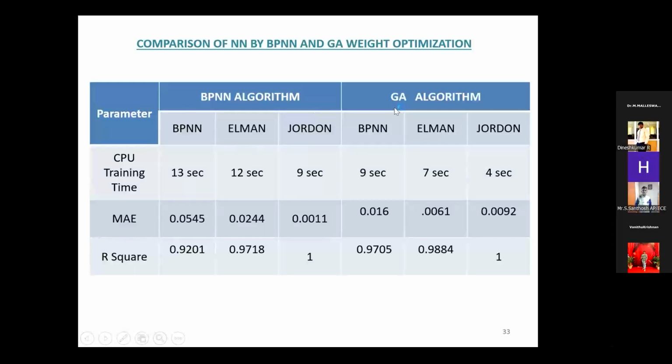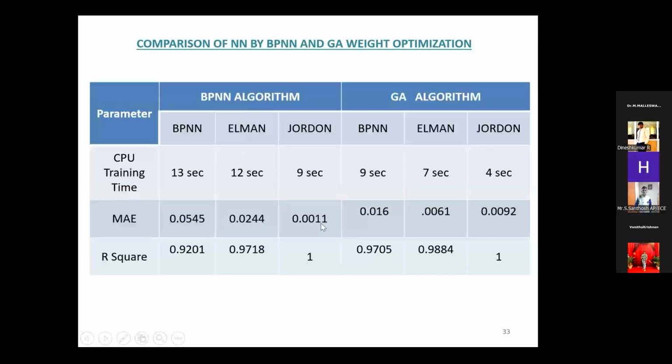When you do the GA-based operation, the CPU training time again comes to a lesser value: 9 seconds for PPN, compared to 13 seconds with the PPN algorithm. For Elman, it comes down from 12 seconds to 7 seconds when you go for the GA algorithm rather than the normal PPN algorithm. For Jordan, it is almost 4 seconds, compared to 9 seconds with the PPN algorithm.